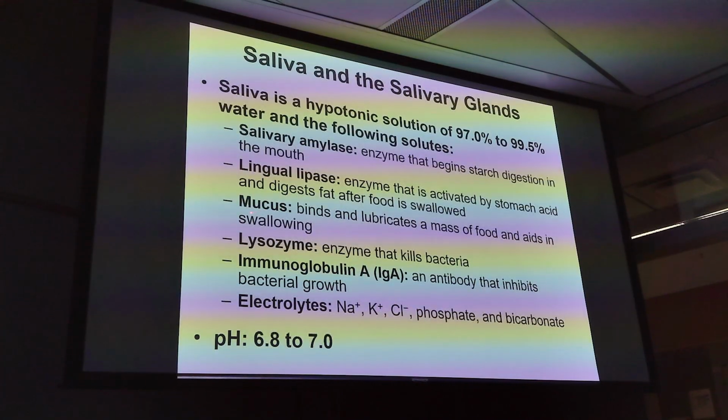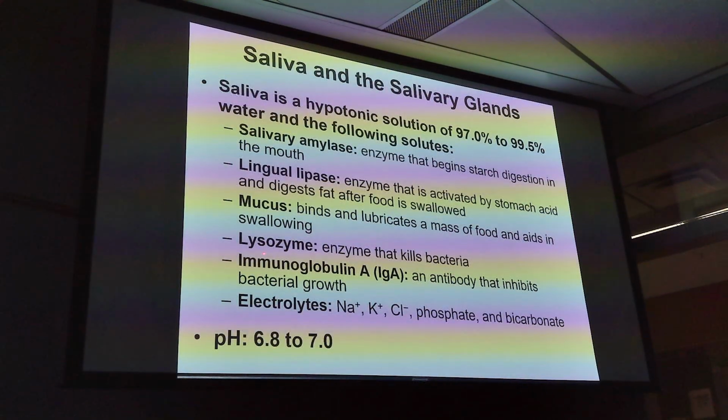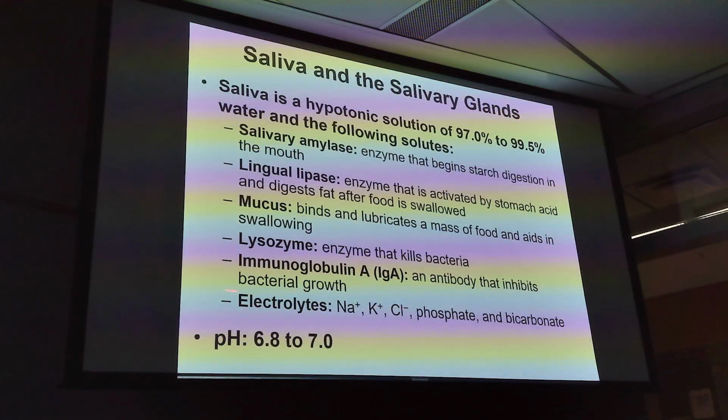But we're also going to see a lot of mucus. We saw mucus in our respiratory tract, which was very important. We're going to see mucus in our digestive tract, that's very important, especially down to the stomach. Lysozyme is another enzyme. This actually destroys bacterial cell walls, which is great. And then our wonderful IgA antibody that inhibits bacterial growth is in your saliva.